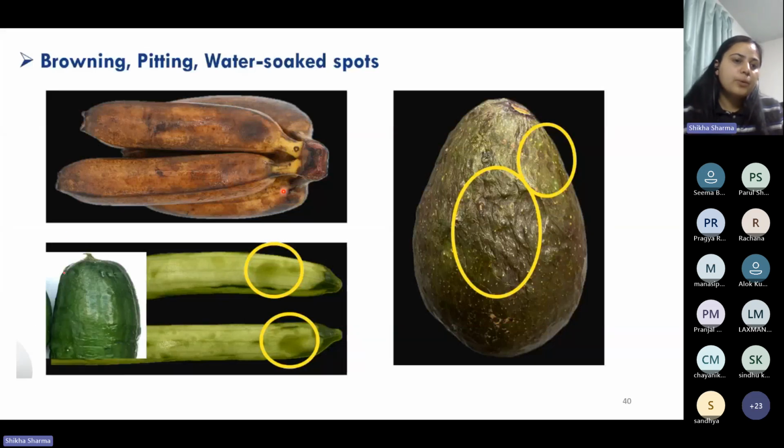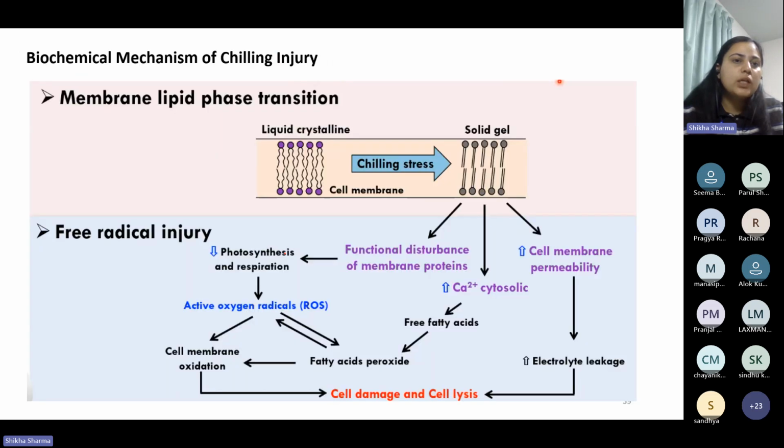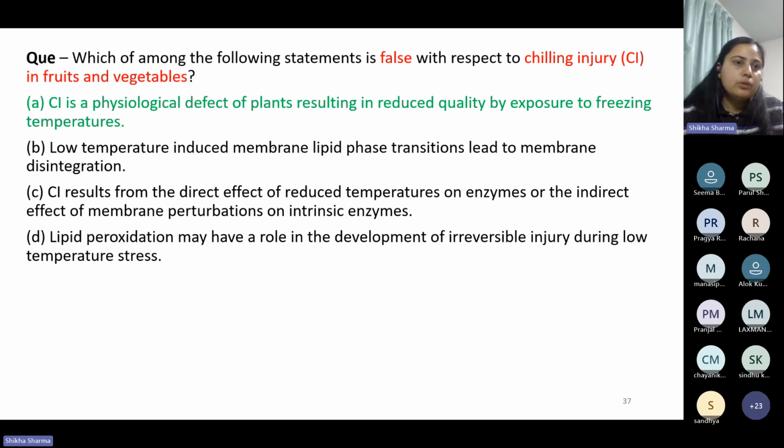This diagram is of cucumber, where without peeling we can see like this, and after peeling we can see the formation of water soaked spots because of the chilling injury. So option A is false about chilling injury, and the rest of the options are correct, because option A talks about freezing temperature, and in chilling injury we usually have temperatures greater than 0 degree Celsius.